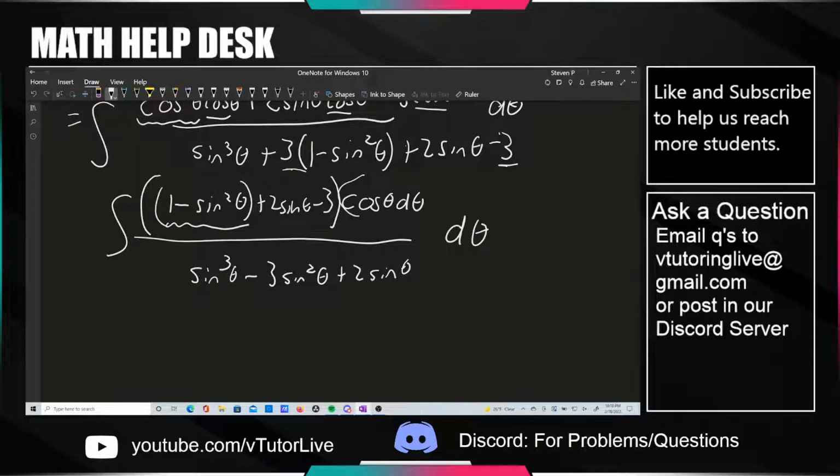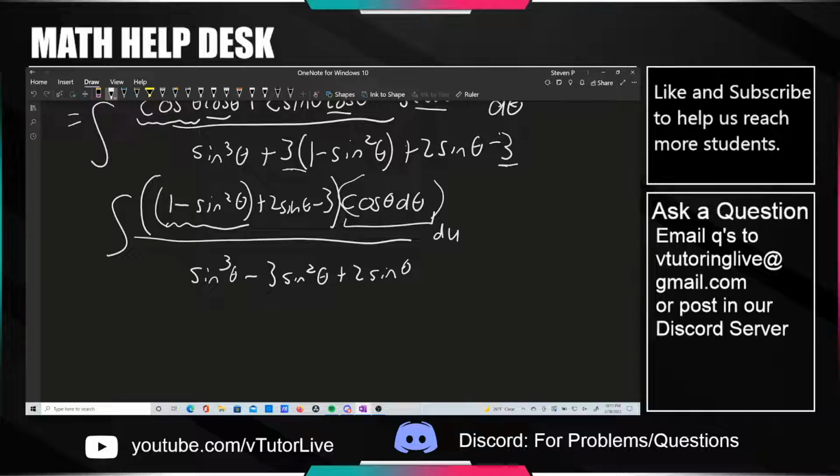So this part, cosine theta d theta, becomes your du. Yes? And then at this point, you can just plug in u everywhere where you see a sine, and things should work out really, really nice. You should be able to see some cancellation, for one. And yeah, I just say work through it. It's definitely going to look pretty nice.